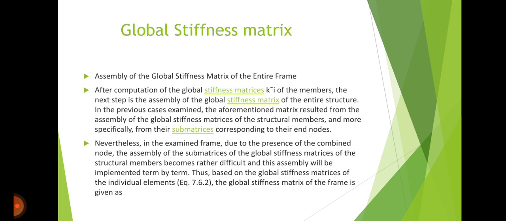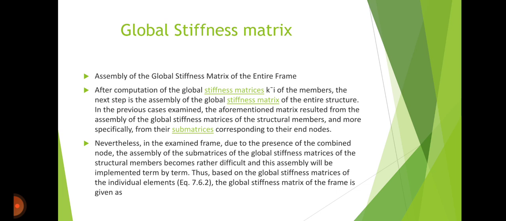Global stiffness matrix. Assembly of the global stiffness matrix of the entire frame after computation of the global stiffness matrix K of i of the members. The next step is the assembly of the global stiffness matrix of the entire structure. In the previous cases examined, the matrix resulted from the assembly of the global stiffness matrices of the structural members, and more specifically from their submatrices corresponding to their end nodes.